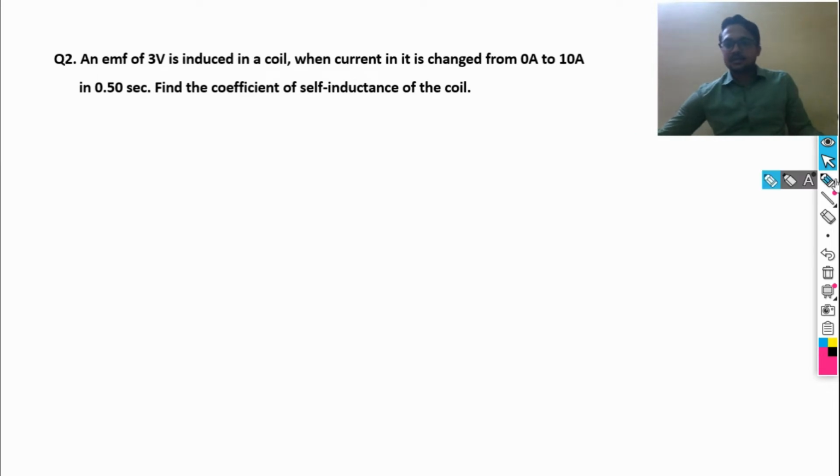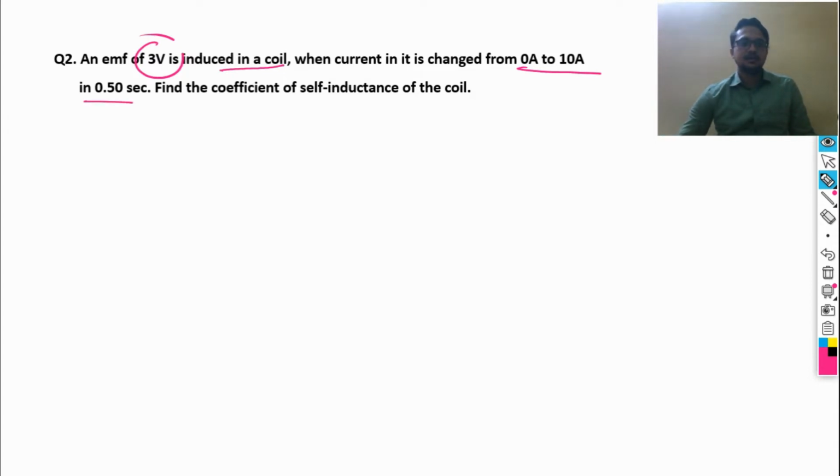So go to the next question. An EMF of 3 volt is induced in a coil when the current in it is changed from 0 ampere to 10 ampere. This is the change in current, in 0.50 second. Find the coefficient of self-inductance. So it is the same type of problem, just you have to find a different quantity.